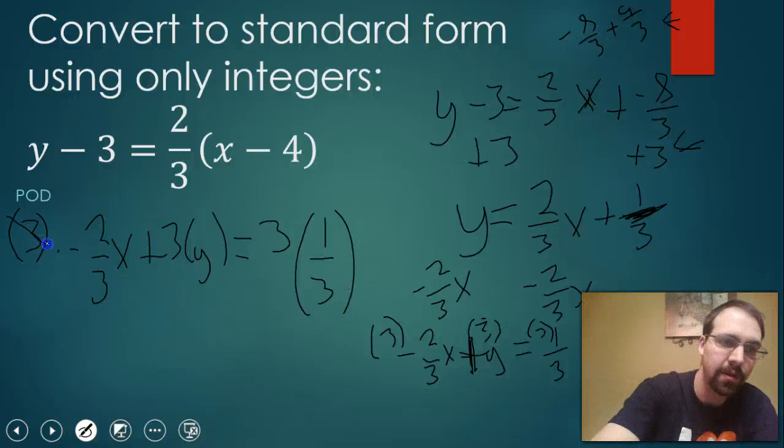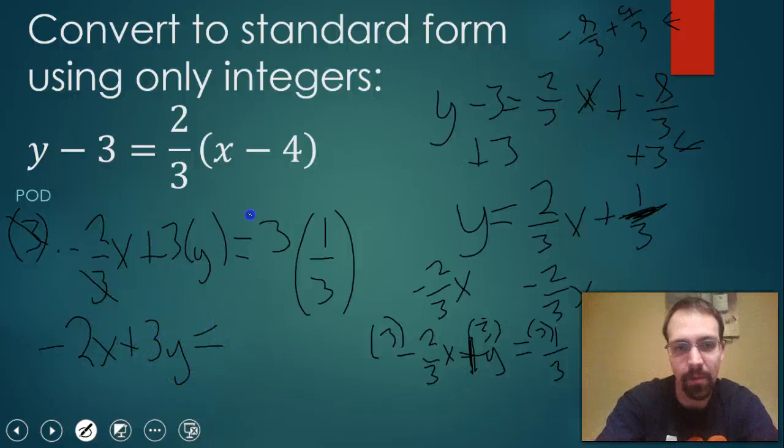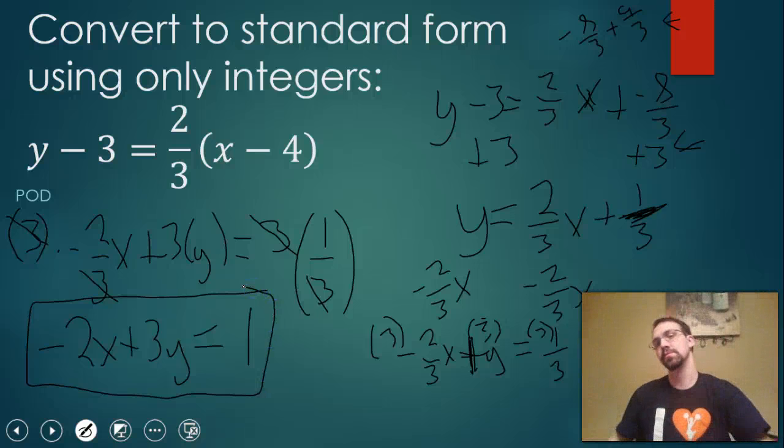Got a 3 on top here, 3 on the bottom there, so that reduces. So you just have negative 2x over here plus 3y. So that's on the left side of the equal sign. On the right side, you got 3 on top and a 3 on bottom. Those cancel out. You're just left with 1. You are done, done, done, done. Yes.